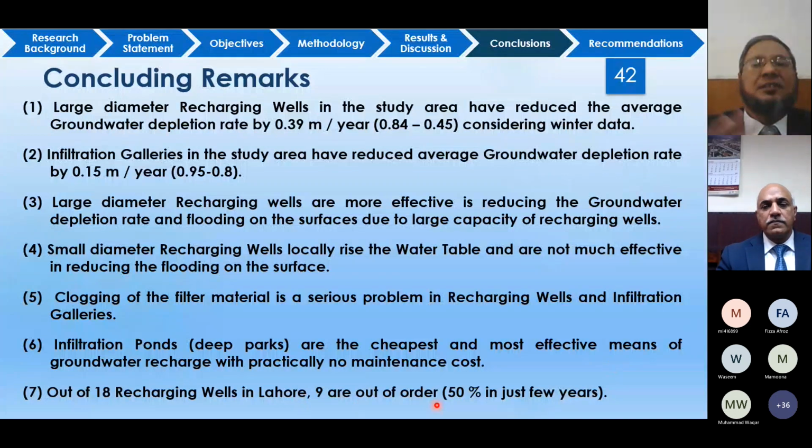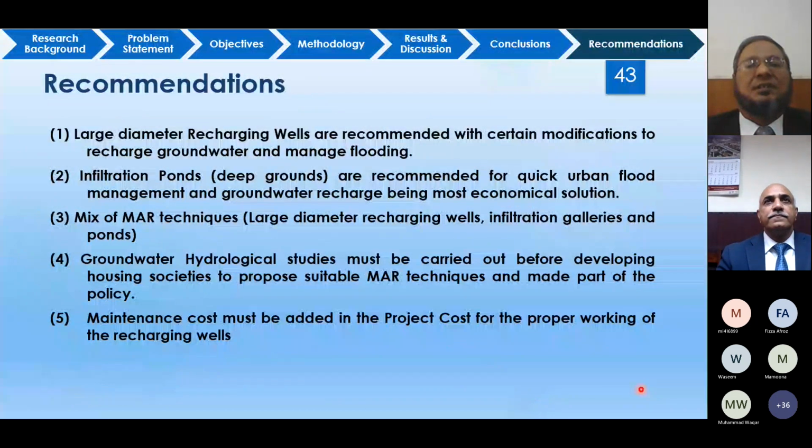Keeping in mind the findings, these are our recommendations. Large diameter recharging wells are recommended with certain modifications to recharge groundwater and manage flooding. Second, infiltration ponds, meaning deep grounds, which we call dungi grounds, are recommended for quick urban flood management and groundwater recharge, being the most economical solution. We recommend a mix of MAR techniques: large diameter recharging wells, infiltration galleries, and infiltration ponds. These should all be provided in any new or existing society to reduce the depletion of the groundwater table.